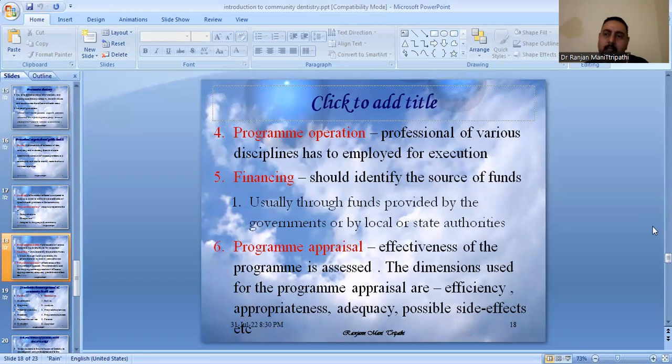Then comes the program appraisal. Effectiveness of the program is assessed. The dimensions used for the program appraisal are efficiency, appropriateness, adequacy, and possible side effects.